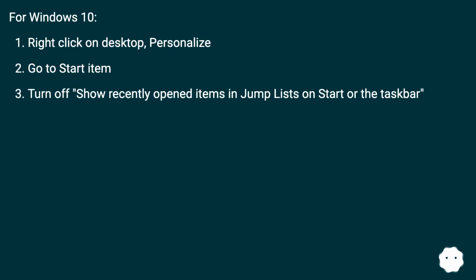For Windows 10, right-click on Desktop, Personalize, go to Start, turn off Show recently opened items in jump lists on Start or the taskbar.